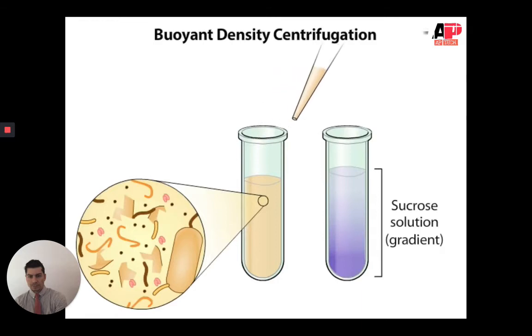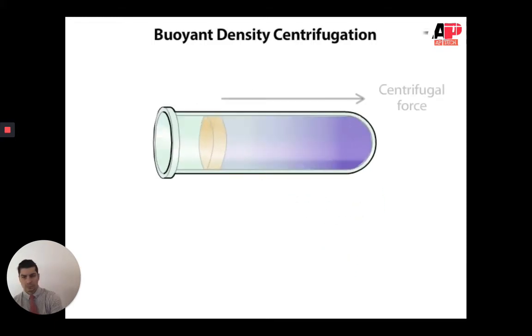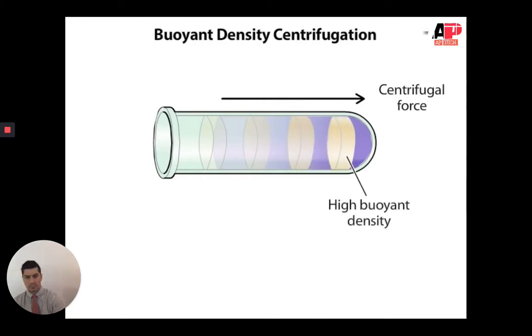The cell suspension is added to the top of the sucrose gradient. During centrifugation, the components move down the tube. If a component reaches a sucrose density equal to its own density, it travels no further. The bands closest to the bottom contain components with high buoyant densities. Those components closer to the top of the tube have low buoyant densities.